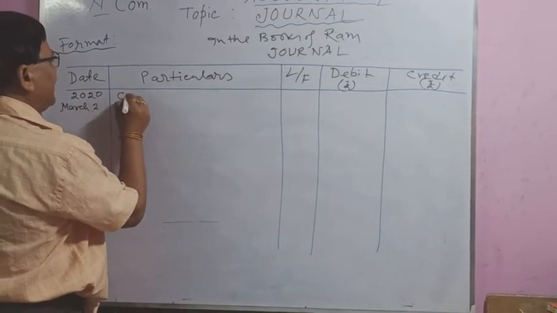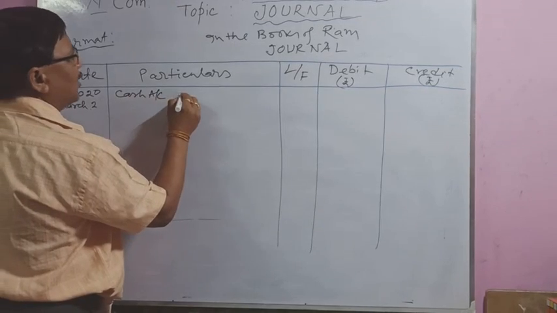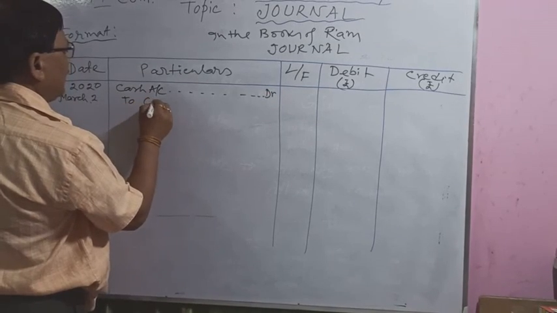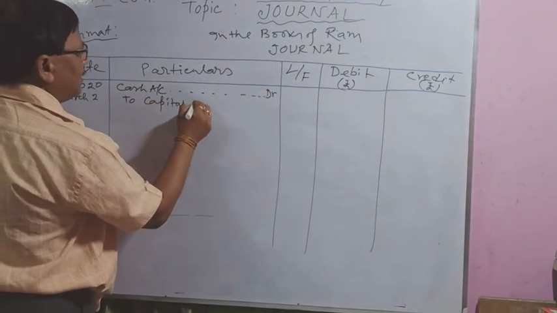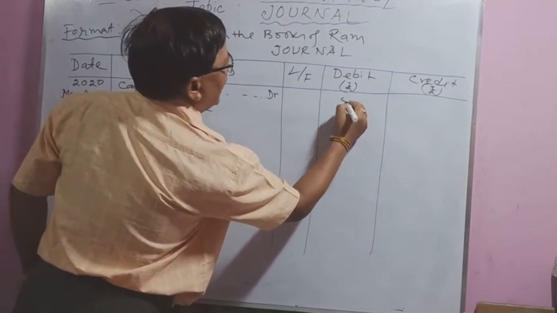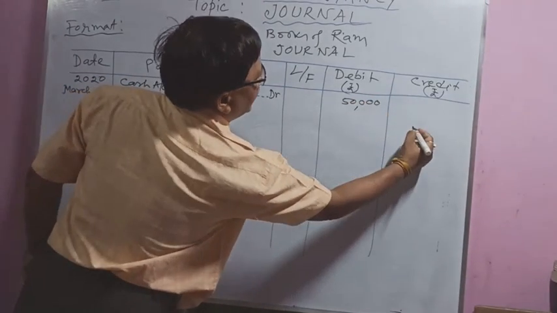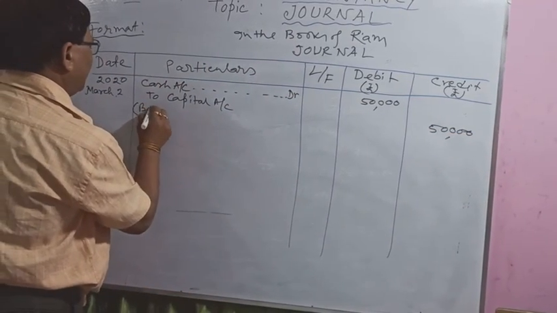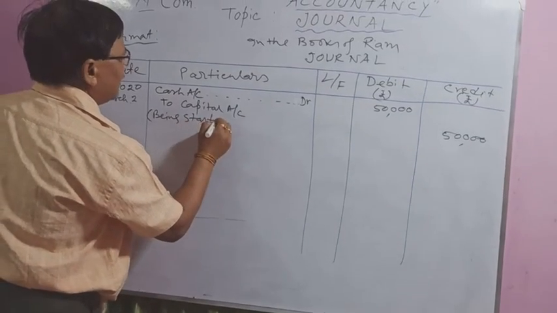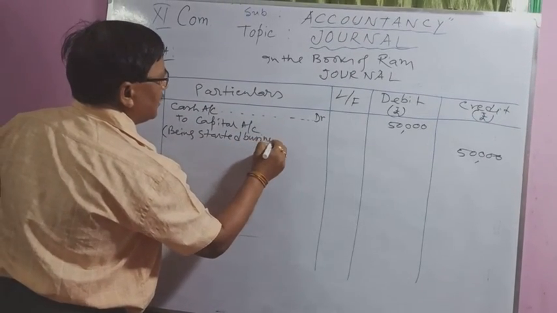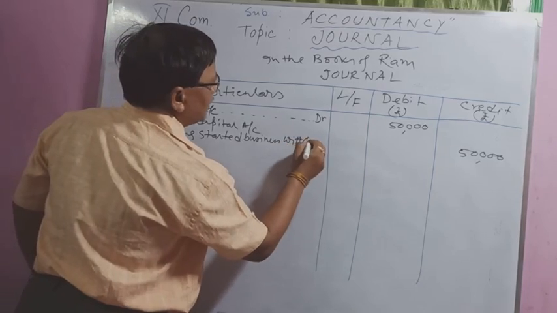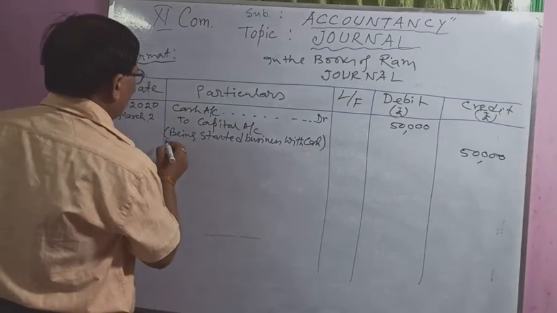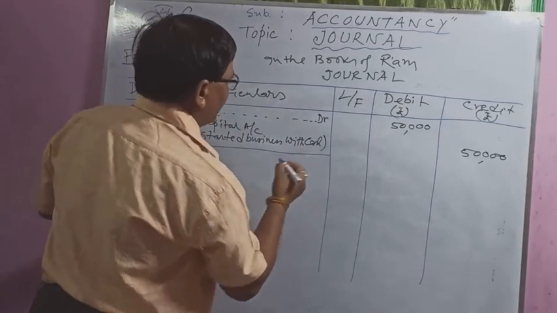Now how to write? Cash account Dr, to capital or Ram's capital, 50,000. That means cash account 50,000 and on the credit side also 50,000. Now narration: being started business with cash.